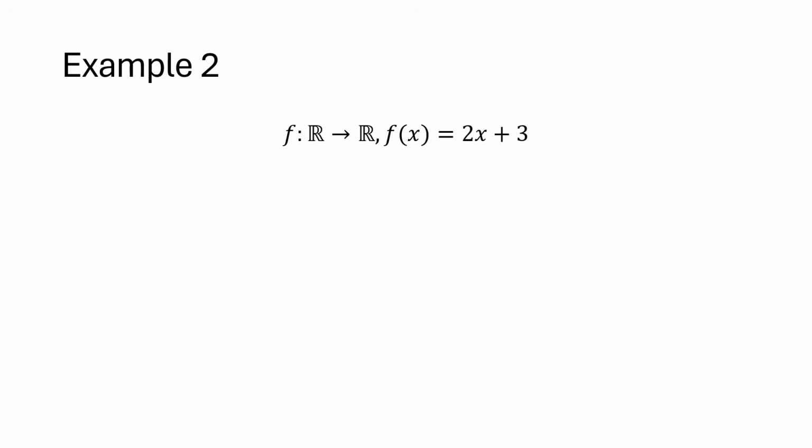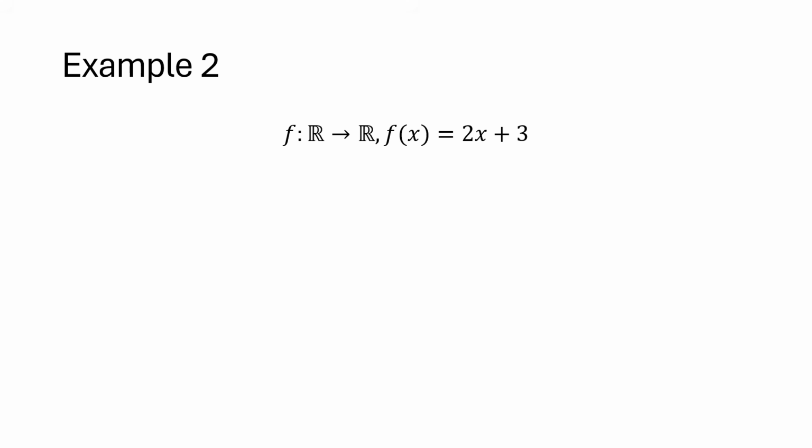Here's another example of a function from R to R, and it's defined by f of x is equal to 2x plus 3. Again, keep in mind, what are we working with? This is a straight line. It's not horizontal, so the range is the whole of R, and the codomain is defined to be R. So this definitely looks like it is an onto function. Let's try to prove it using the definition.